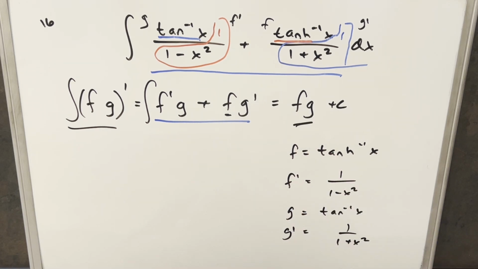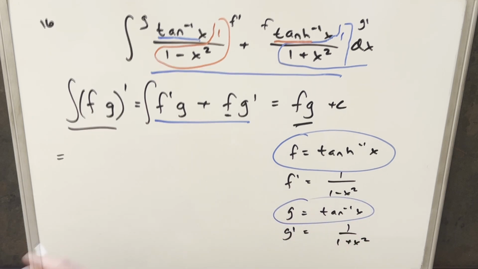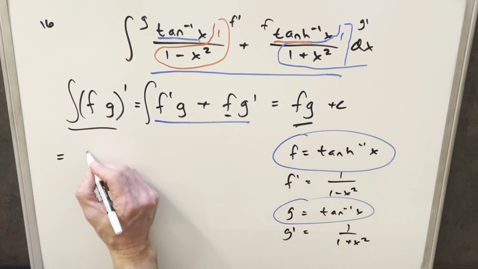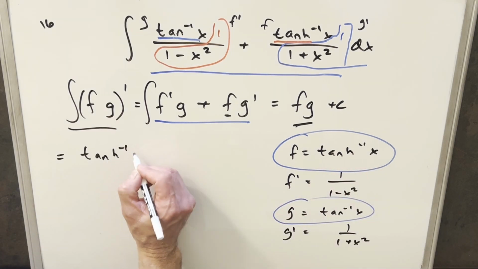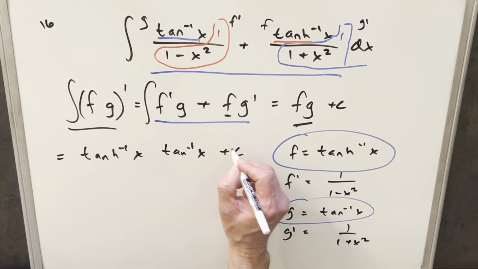So our solution, we just want to take this piece, our f, and this piece, our g. So for our final solution to this, we're just going to have inverse tangent is the first part, and then we're going to have arctan of x plus c, and that's it.